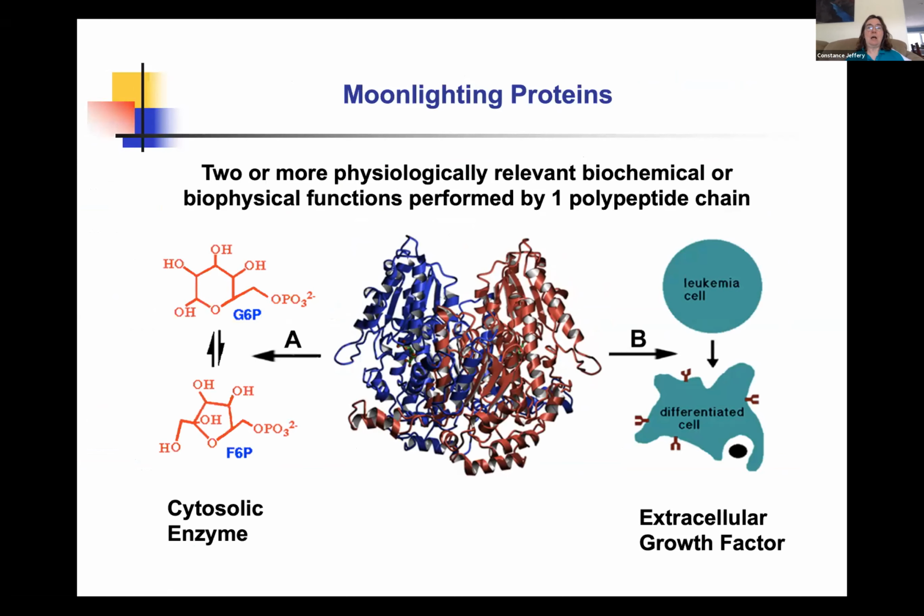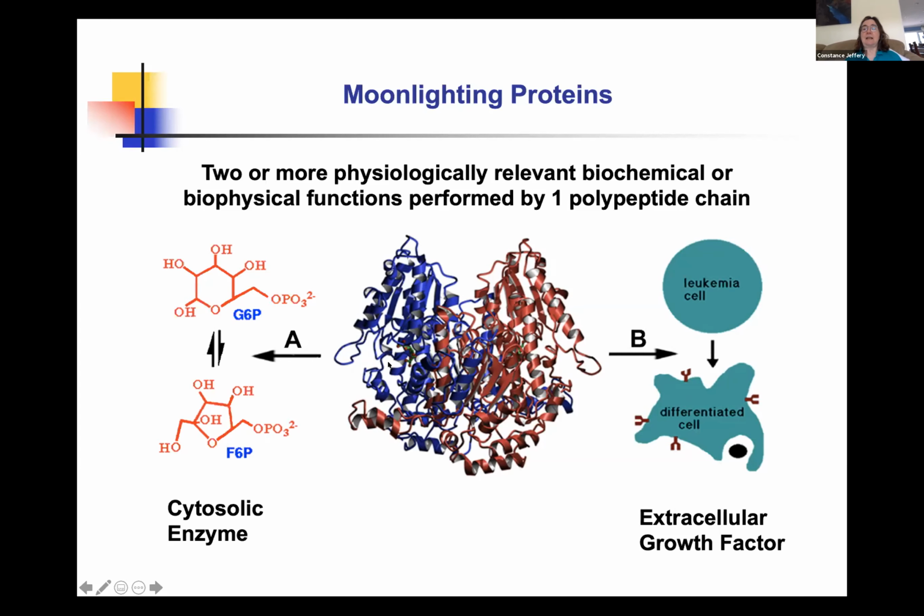We're defining moonlighting proteins as multifunctional proteins where two or more physiologically relevant biochemical or biophysical functions are performed by one polypeptide chain. One of the proteins we worked on in my lab with this is phosphoglucose isomerase. This is a cytosolic enzyme in glycolysis and gluconeogenesis that converts glucose 6-phosphate and fructose 6-phosphate.